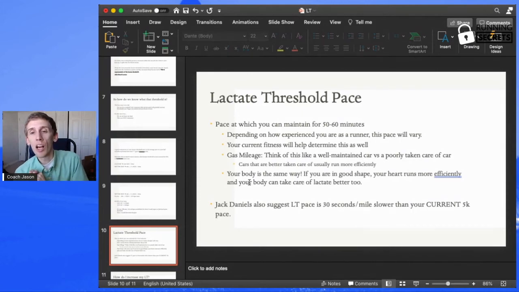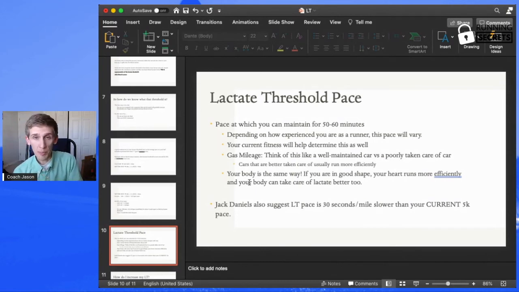Okay. So lactic threshold pace. Again, there are some different definitions, but today we're going to stick with this. This is the pace that you can maintain for 50 to 60 minutes in a race. Depending on how experienced you are as a runner, this pace can vary a little bit. Your current fitness will also help determine this as well.